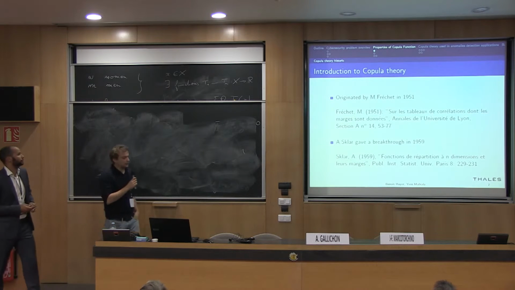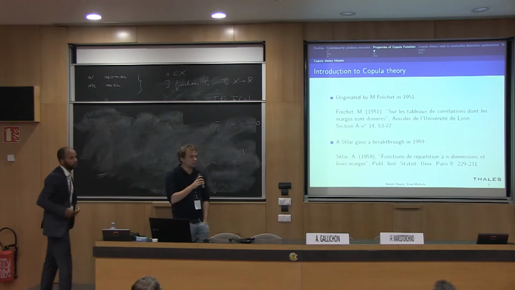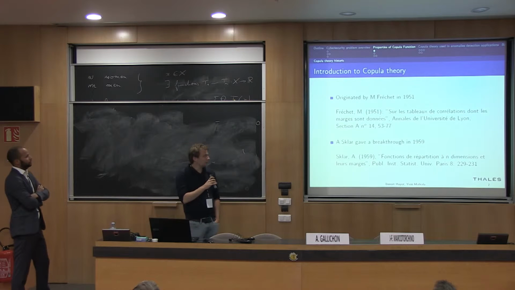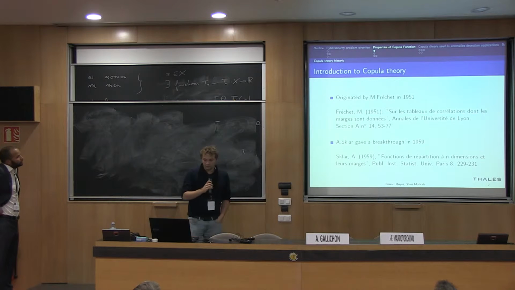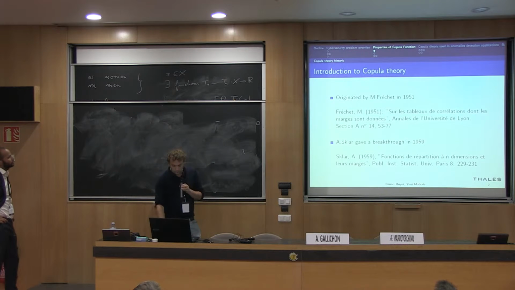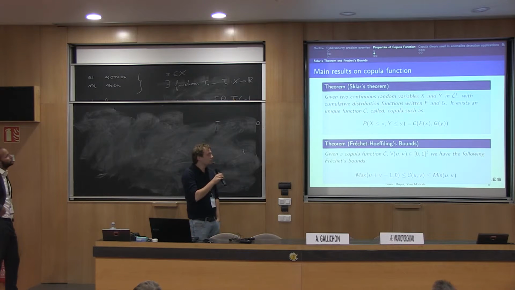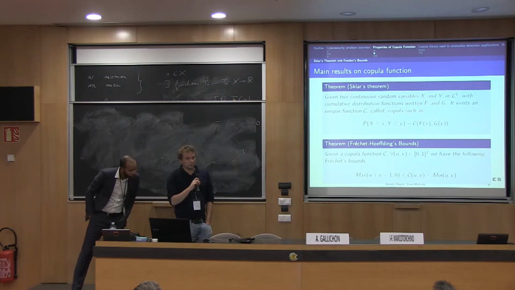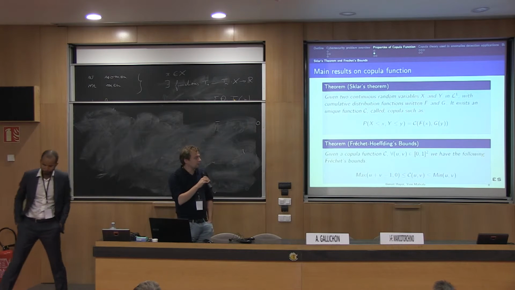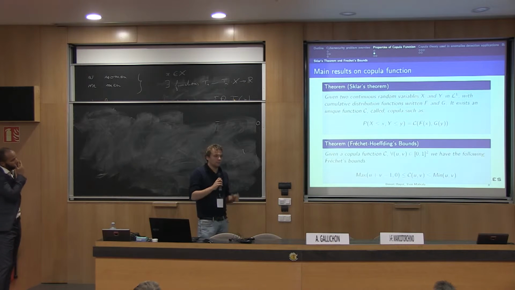I will present you some properties of copulas. So copula theory was developed first of all by Fréchet in 51, and we have a very important theorem given by Sklar in 59 on the copula. The Sklar theorem gives us the existence and uniqueness of a function that represents all the dependence structure between two random variables, and the so-called Fréchet-Hoeffding bounds give us two bounds of these copula functions.